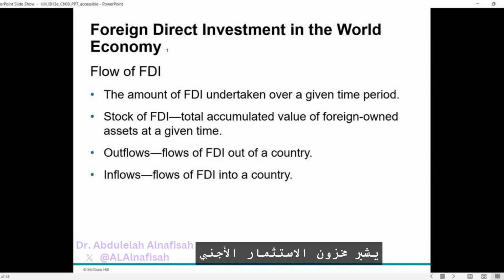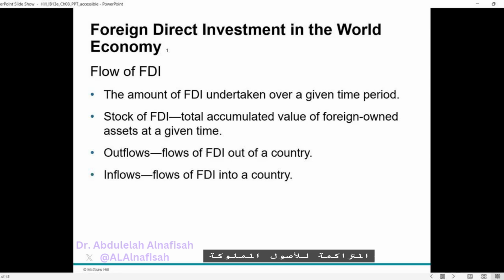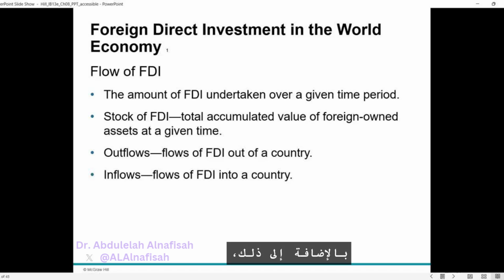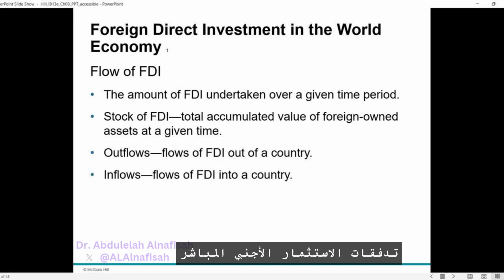Stock of FDI. This refers to the total accumulated value of foreign-owned assets at a particular moment in time. It provides a snapshot of how much FDI has been invested in a country or region over the years. Additionally, we distinguish between outflows of FDI, the flow of FDI leaving a country, indicating investments made by domestic firms in foreign markets. Inflows of FDI, the flow of FDI entering a country, reflecting foreign investments into the domestic market.